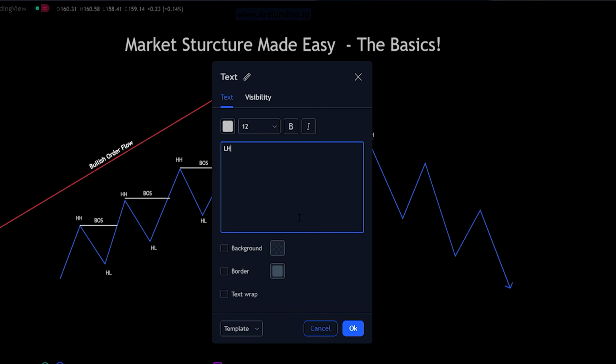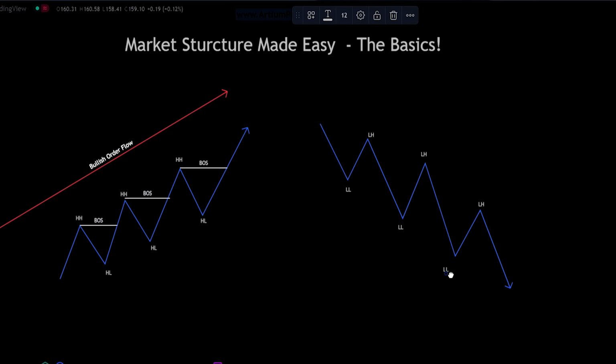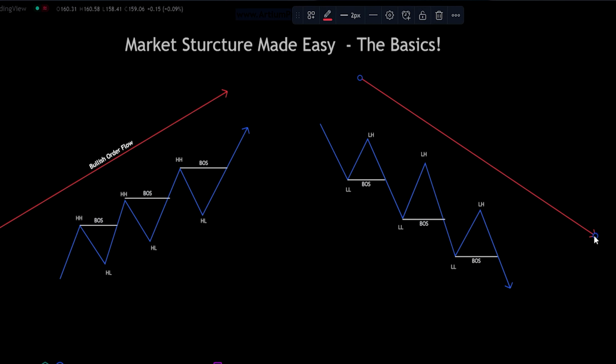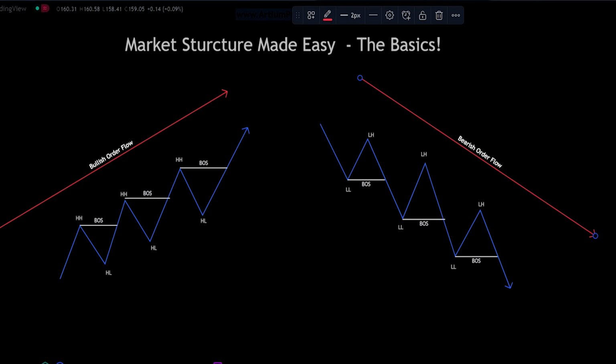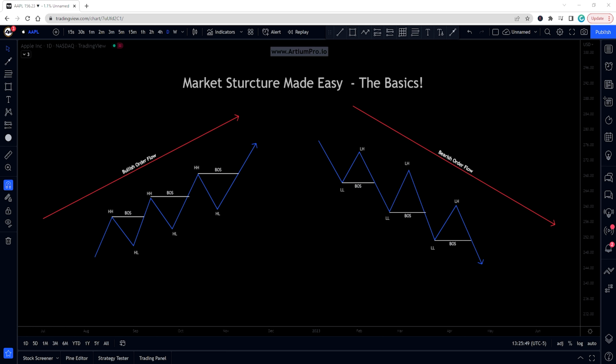What is a bullish market? What is a bearish market? How to identify them? How you can determine when you've had a break in market structure, and how you can determine when you've had a change in the direction of the market structure. Okay, so let's get into it.